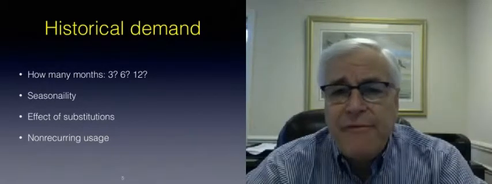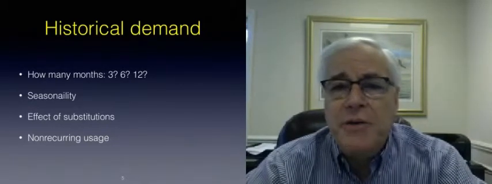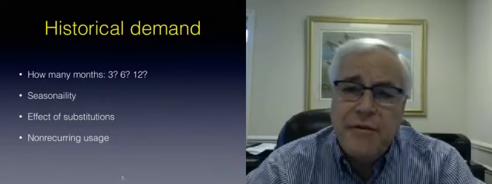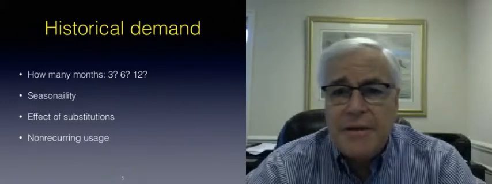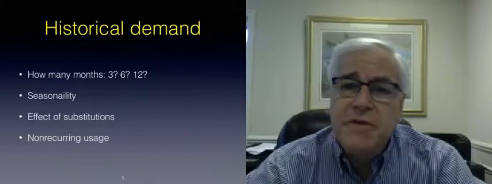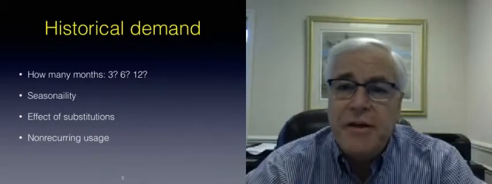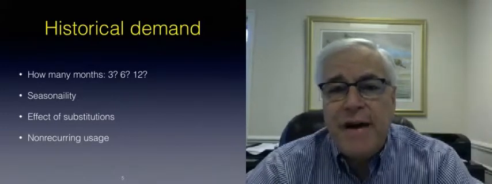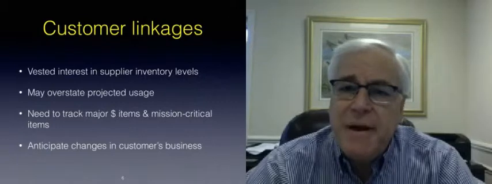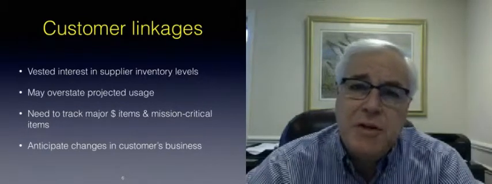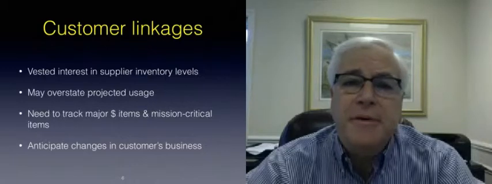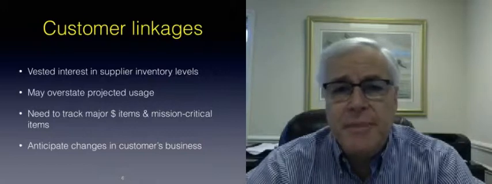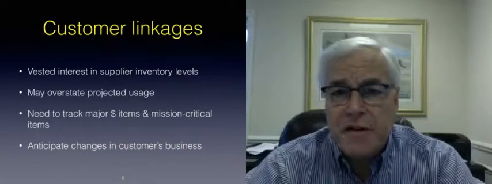And then a big factor that the computer doesn't know, only people know, which is non-recurring usage, where a customer orders a product for a particular project, or it's a one-time or an unusual purchase for one reason or another. So we have to tell the computer in our demand history that the usage is non-recurring and it shouldn't be factored into the equation. So this all depends upon the communication linkages between the distributor and the customer. Now, the customer has a vested interest in making sure that the distributor has plenty of inventory on hand when the customer needs it.